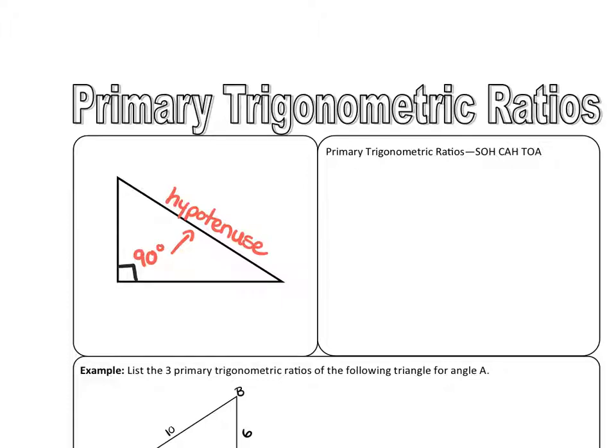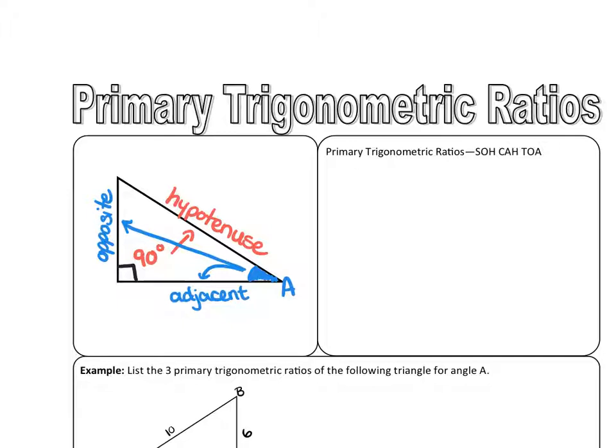So, if we're using this angle, which I'm going to make blue and label A, what happens is that across from here, if we go all the way across, the side that is across from that angle is called the opposite. And the side that is right beside it is called the adjacent.